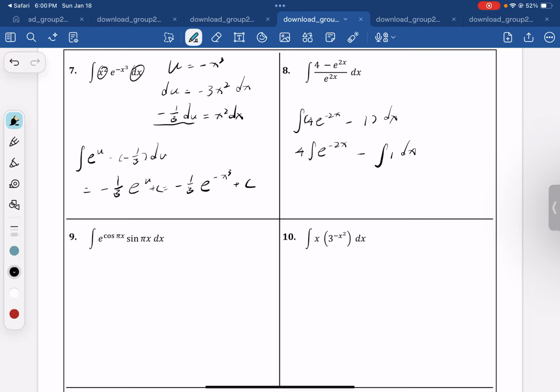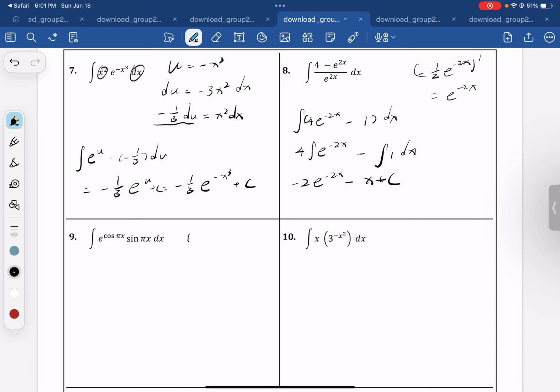So the indefinite integral of e to the negative 2x, we don't have to do something with it. It actually becomes negative a half, because the derivative of negative a half of e raised to the power of negative 2x becomes e to negative 2x. So it becomes negative 2 e raised to the power of negative 2x minus x plus c.